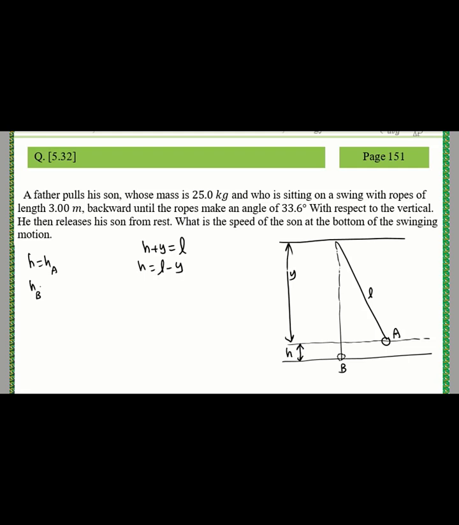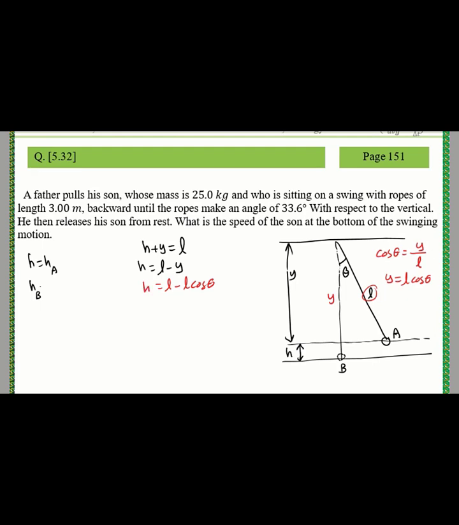What about y? If you know this angle theta, then cosine theta is the adjacent, which is y, over the hypotenuse, which is L. This is y and this is L. So y equals L cosine theta. Put it here, L minus L cosine theta. This is h.